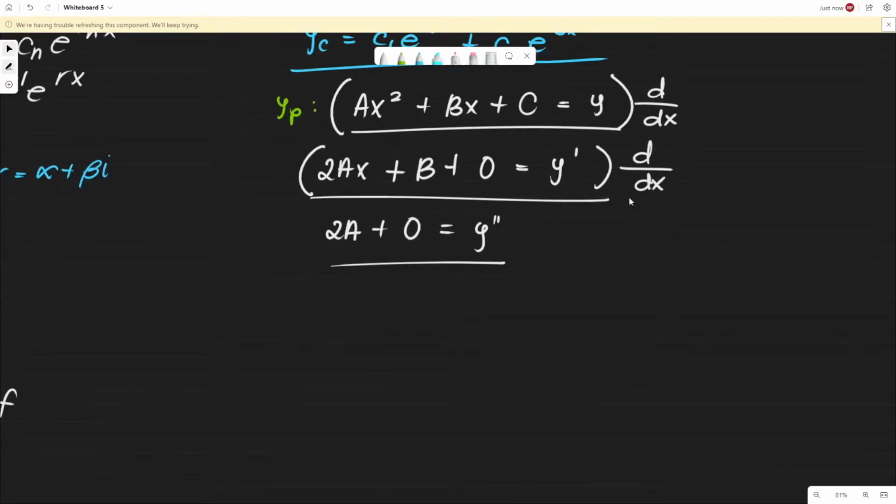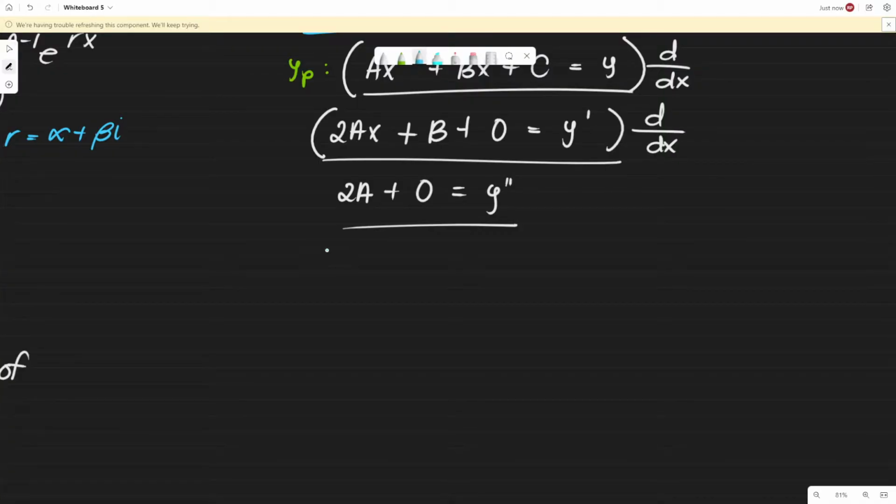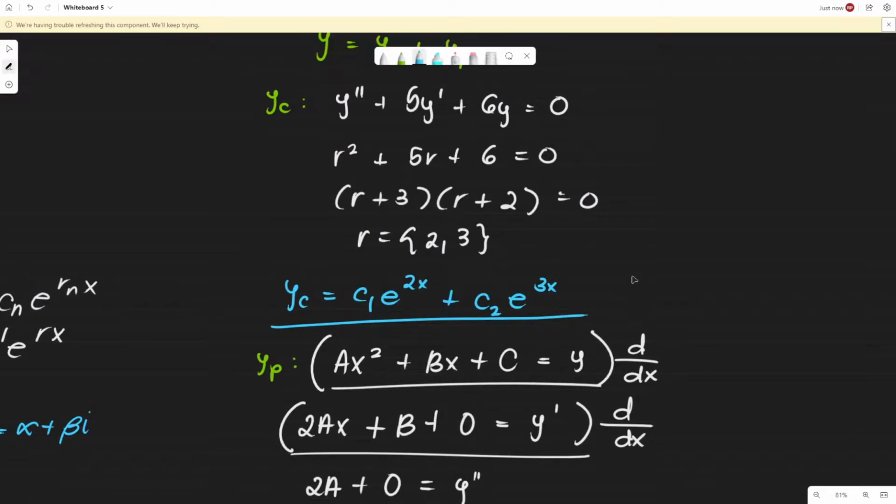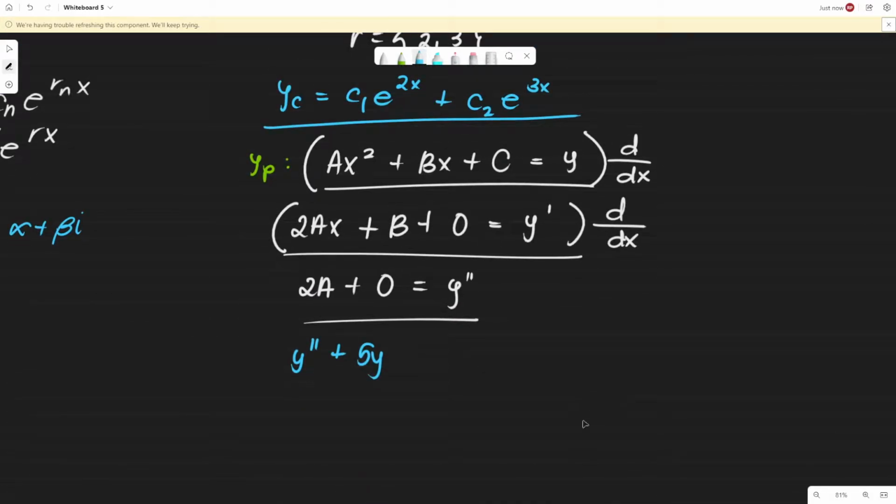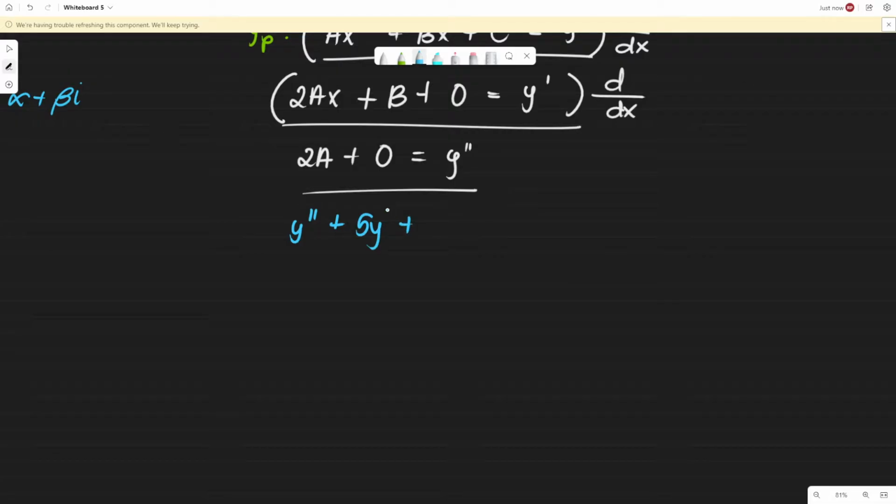So, that is y double prime. Ito yung given natin: y double prime plus 5y prime plus 6y is equal to x squared. Okay, so papalitan lang natin yung y double prime ng 2a. So we have here 2a plus 5 times, ano yung y prime natin? That is 2ax plus b.